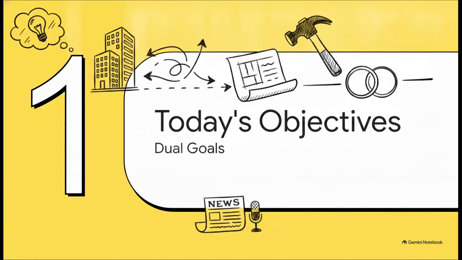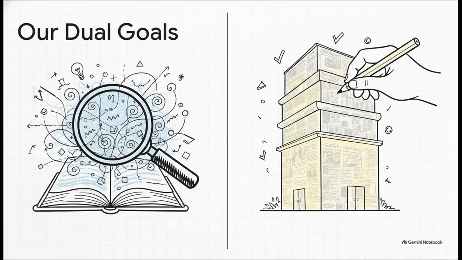Section 1. Today's objectives. We've got two main goals on our radar today. First up, we really want to inspect how master authors construct and refine their central claims over the entire course of a text. And second, we're going to take that structural knowledge, flip it around, and put it to work to build our own objective, strictly informational news reports.